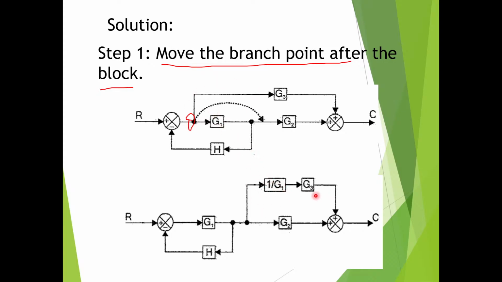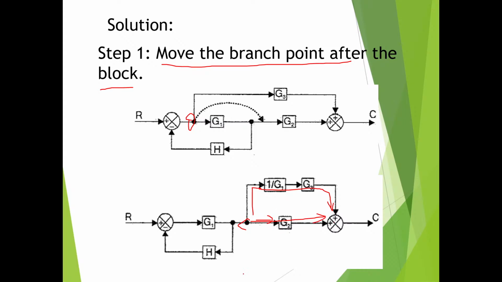So 1 by G1 and G3. Now if you observe carefully here, G1 and G3 are connected in cascade. From this branch point, one signal is moving upward, another signal is moving forward. This upper signal moves like this and ends at this summing point. This signal which is standing from this branch point moves ahead and ends at this summing point.